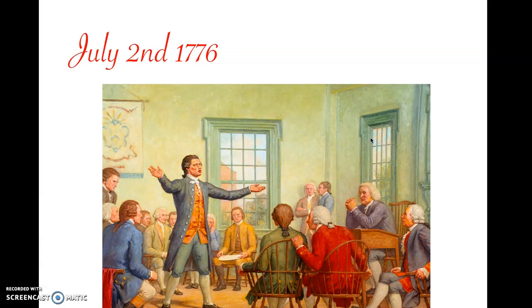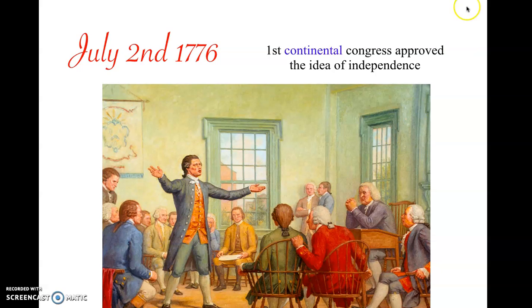A little bit later, on July 2nd, 1776, the First Continental Congress approved the idea of independence. They thought it was a good idea. They all agreed, yes, this is what we want. This is how we need to do it. We're fighting a war. We want to be our own nation. Continental here, remember we talked about the continent of North America. So this is a Congress, a governing body, a form of government related to the continent, right? Because that's where we are now. That's where these people were living, on the continent of North America.